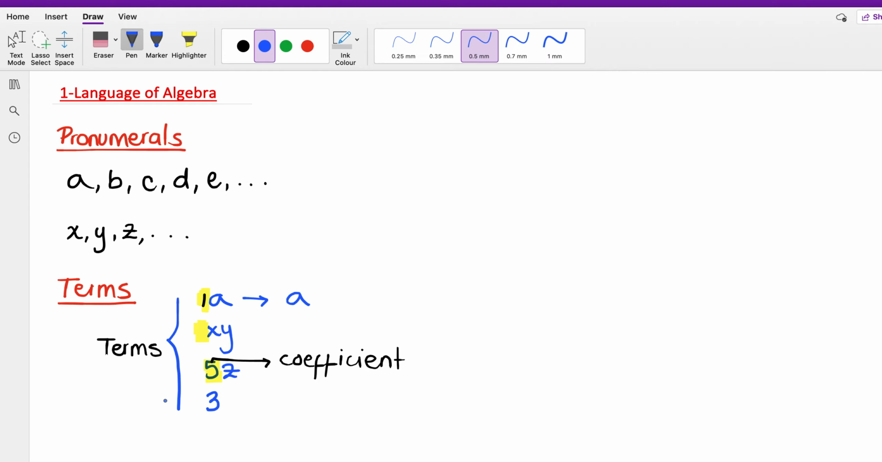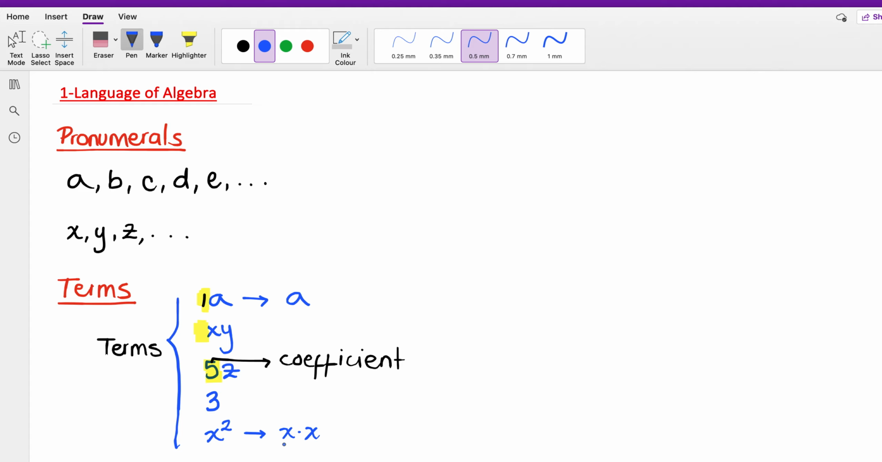I'm going to do another example of a term. X squared. That's also an example of a term. What does this one mean? It means x times x. Agree? But we don't write it like this. We write it as x squared. You might be thinking, oh, Mr. Chad wrote here a dot instead of a multiplication sign.